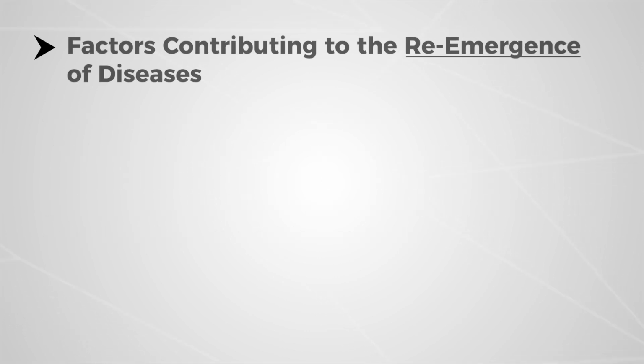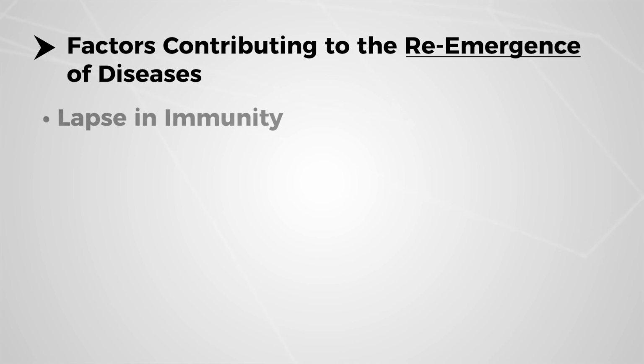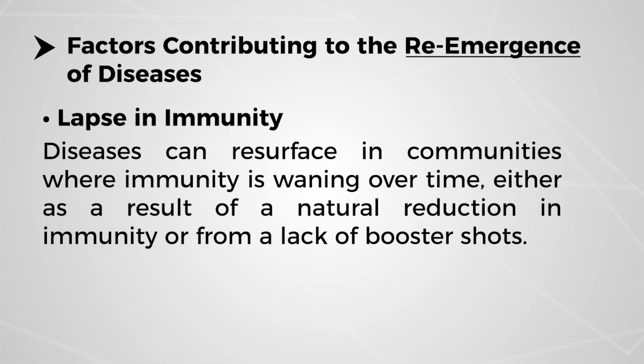Then factors contributing to the re-emergence of disease, for example lapse of immunity. Disease can resurface in communities where immunity is waning over time. Because of a time span, the community loses some immunity, and because of that there is a factor for re-emergence of disease, either as a result of a natural reduction in immunity or from the lack of booster shots. That is also one of the factors.